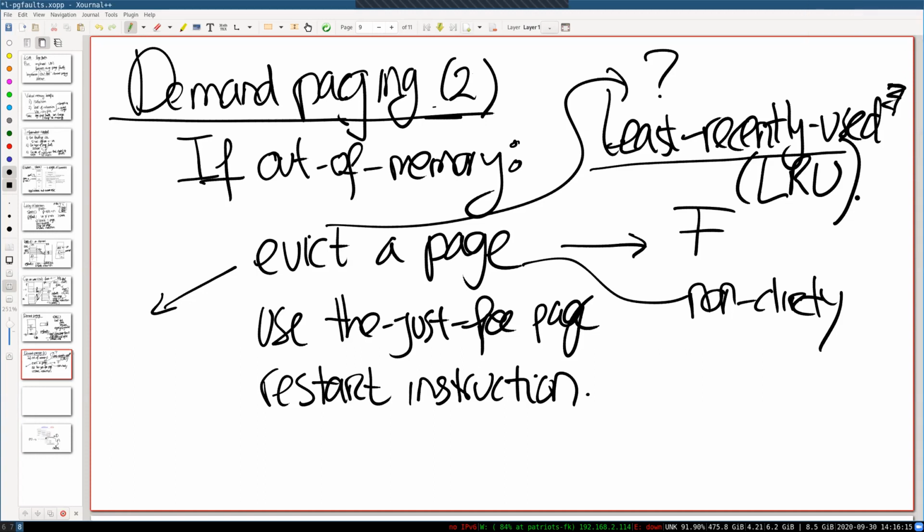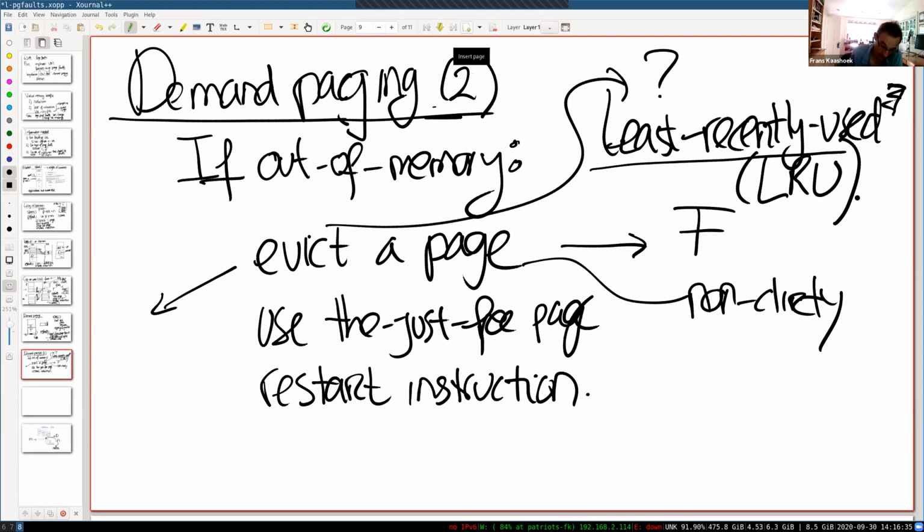Sorry, why would you need to reset it? Well, if you want to know whether a page is recently used, you make a periodic decision. Say maybe every 100 milliseconds or every second, you clear the access bit. If it then gets accessed in the next 100 milliseconds, you know it was used in the last 100 milliseconds.